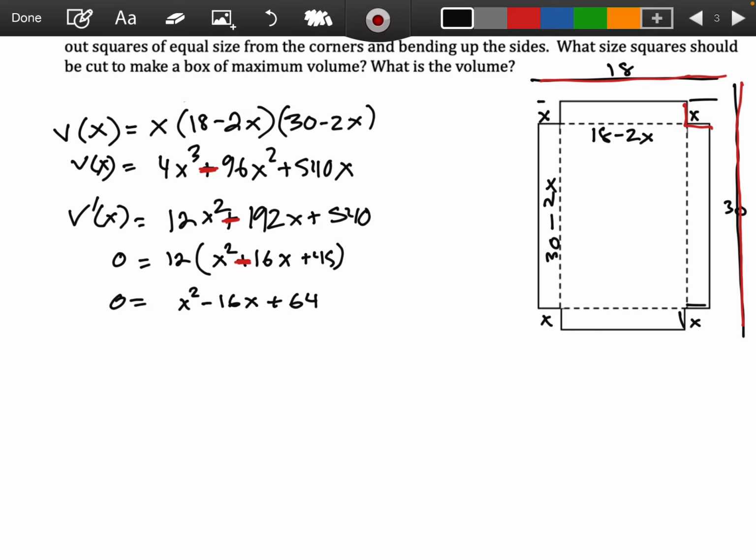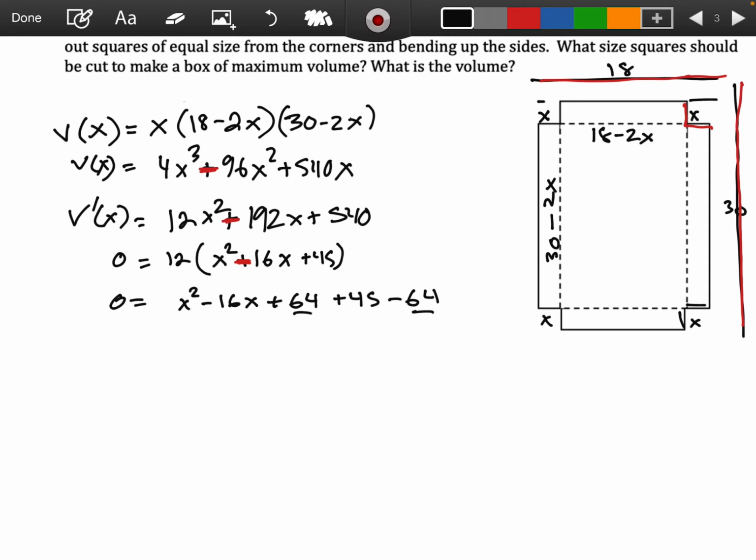But remember, when you add 64 to complete the square, you also have to subtract it. So it's kind of like you're adding nothing in this case, right? But you're gonna see what's happening right here. When I add 64, I also have to subtract it. This is called completing the square method.